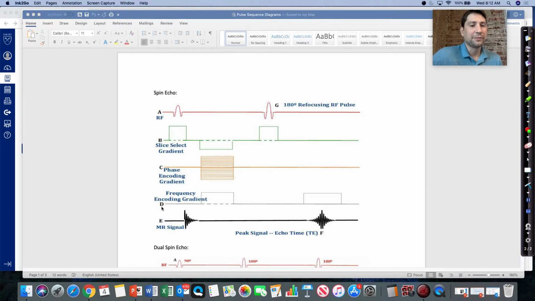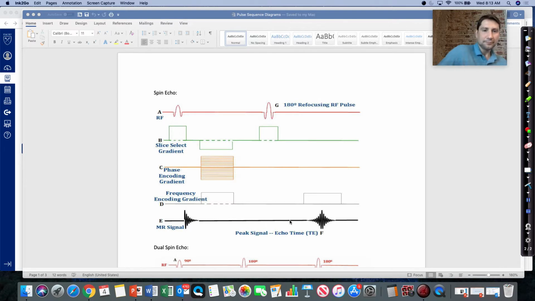Our fourth line is going to be our frequency encoding gradient. What's another name for frequency encoding gradient? Readout, because that's when we are collecting the echo. And then our last line is going to be our MR signal. What is this little squiggly line right here? Free induction decay. And then we have that 180-degree refocusing pulse, and then our signal starts to rephase or regrow until we sample the signal at peak signal here, which is our TE.